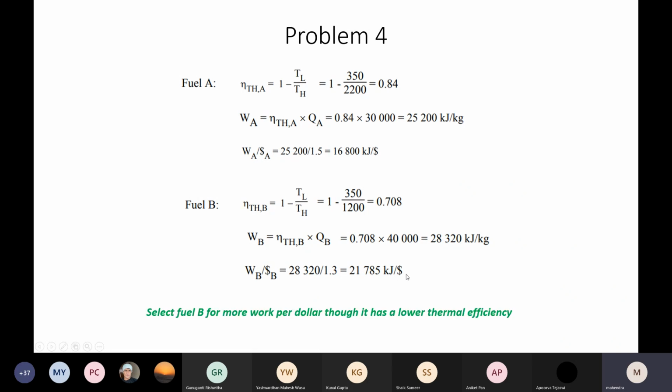In that case, what would you consider? Fuel B would be very much economical for you, is it not? So this is a very simple problem. How are we considering and calculating in terms of the price and selecting a certain fuel?